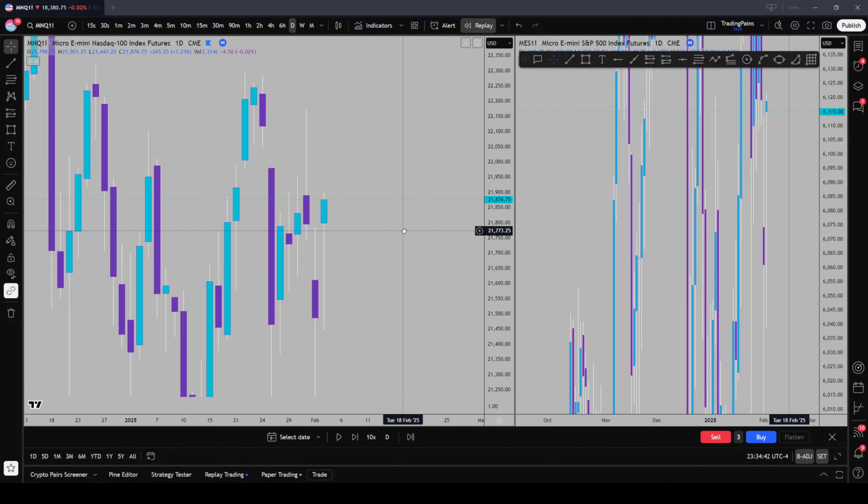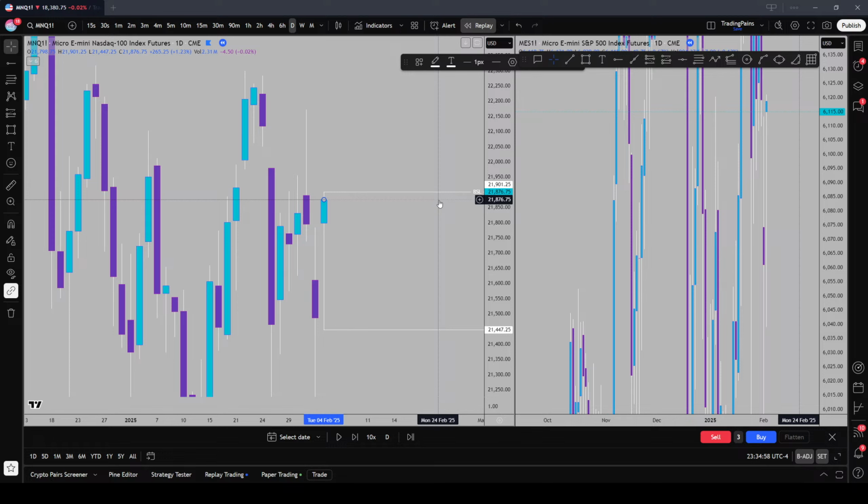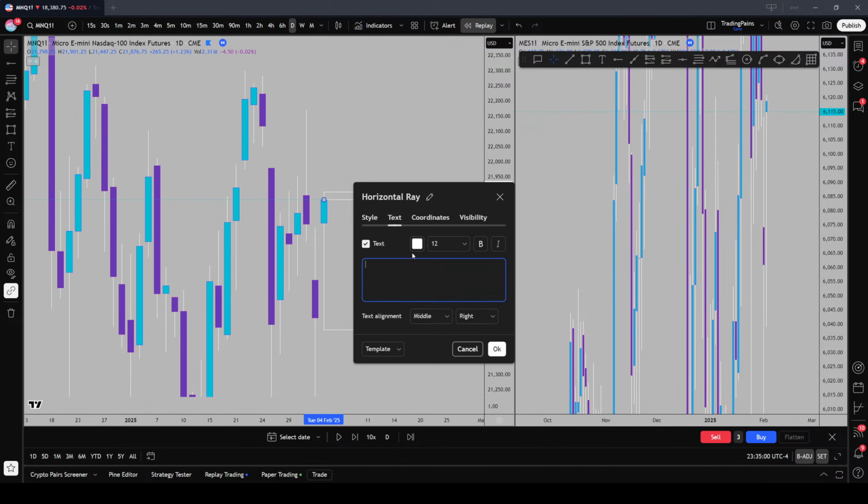Just want to mark out the highs. We could just do that. And then we also want to mark out the lows. And we can also mark out the closing right here. Previous day close. Previous day close.